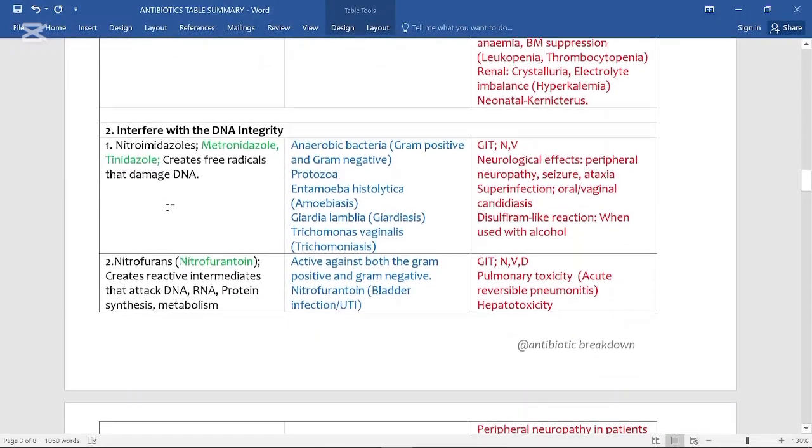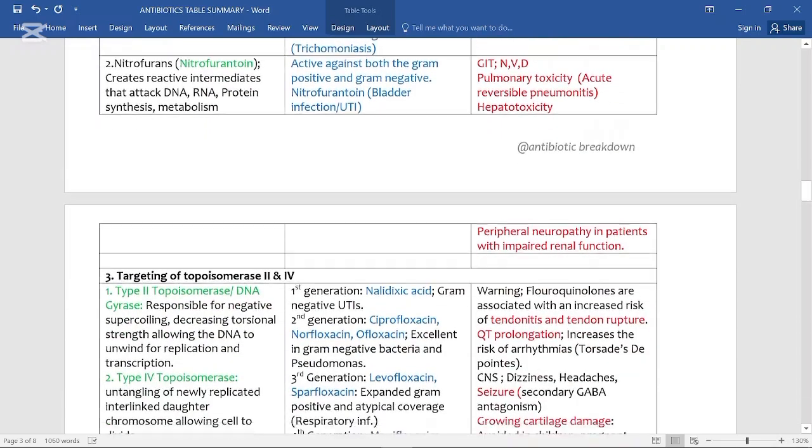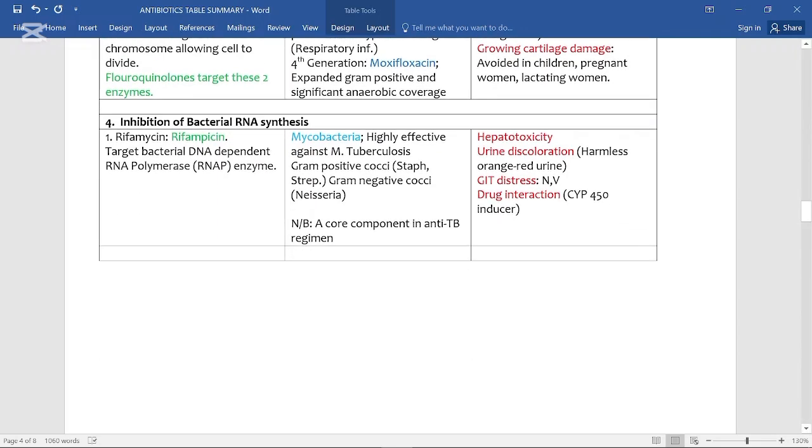We also looked at those drugs that work by interference with the DNA integrity, like the nitroimidazoles, the metronidazole, and the tinidazoles. We looked at the nitrofurans, like the nitrofurantoin. We also looked at those drugs that target the topoisomerase 2 and 4 in episode 4, episode 5, I believe so. And here we looked at the fluoroquinolones, the likes of the ciprofloxacin, the levofloxacin, and the moxifloxacin. We also looked at those drugs that work by inhibition of the bacterial RNA synthesis, the likes of the rifampicin.